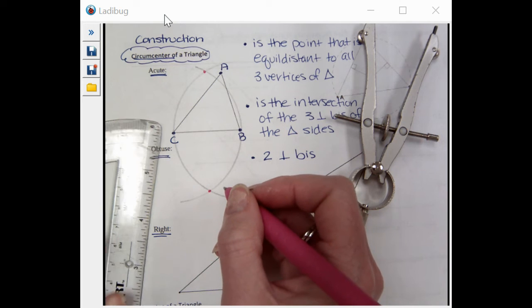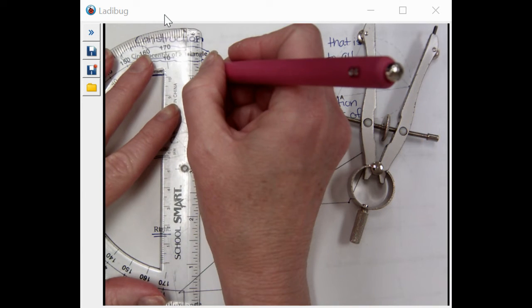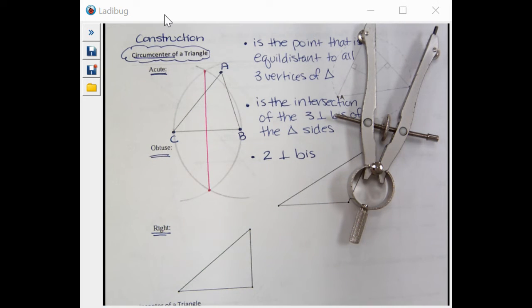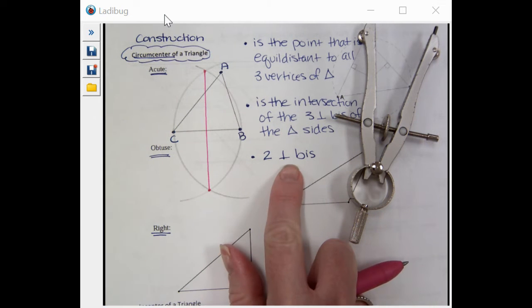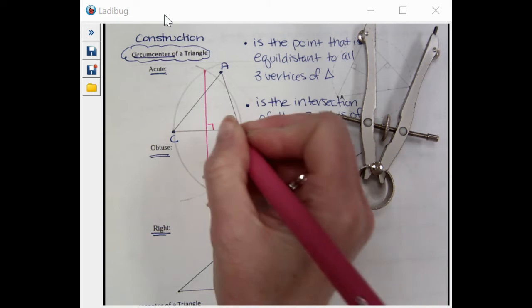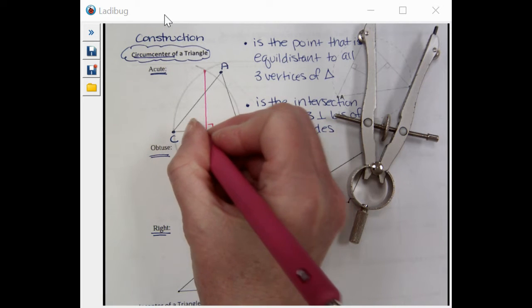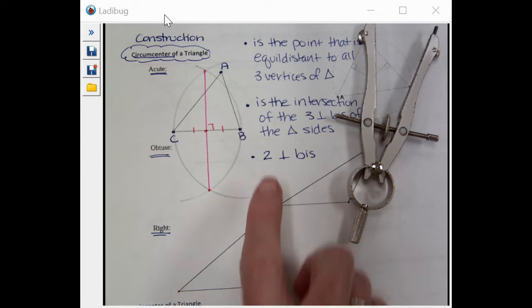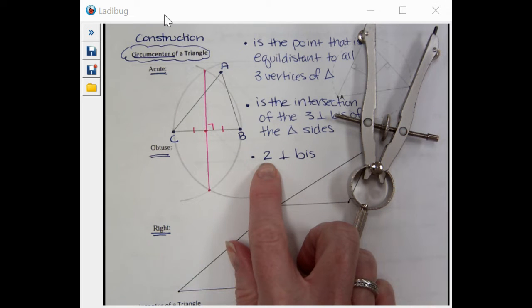I'm going to now connect these two intersection points with this pink pen. When I do that, this pink line is a perpendicular bisector. It is perpendicular to BC and it bisects, meaning that this point right here is the midpoint. I'm going to put two tick marks to show that both sides are equal. So now this is just part of my work. I've done one of my two perpendicular bisectors.